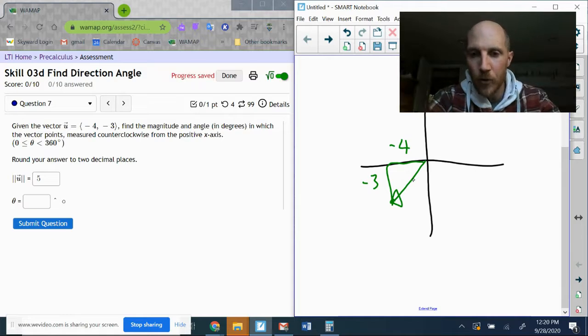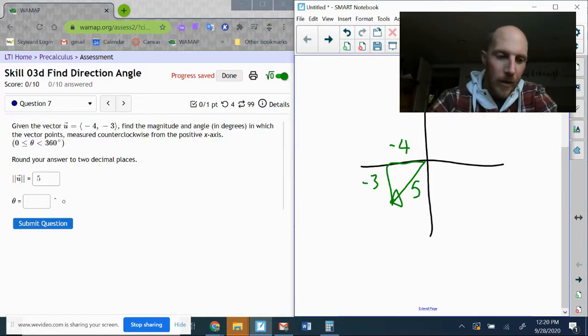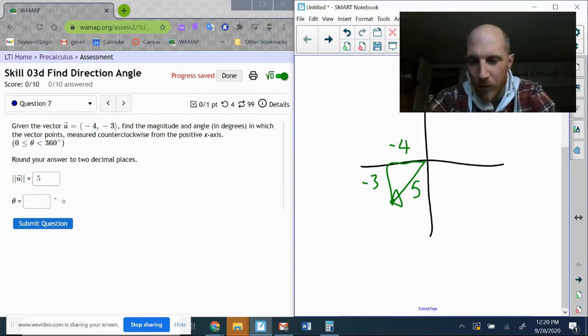I already found the magnitude. Magnitude is always positive. It doesn't matter whether your components are positive or negative. Magnitude always will be a positive number. Well, okay, we got +5 anyway, but just rule of thumb. Okay, so I got my little right triangle, and I know the components. -4 is the x, -3 is the y.